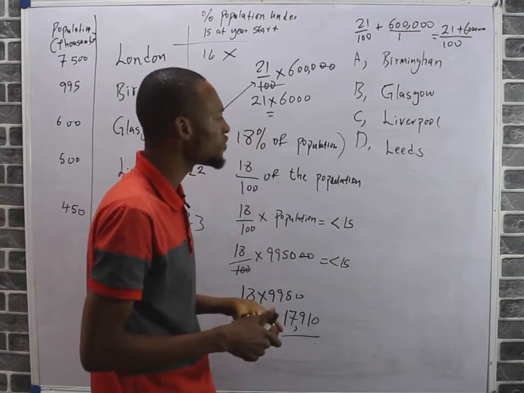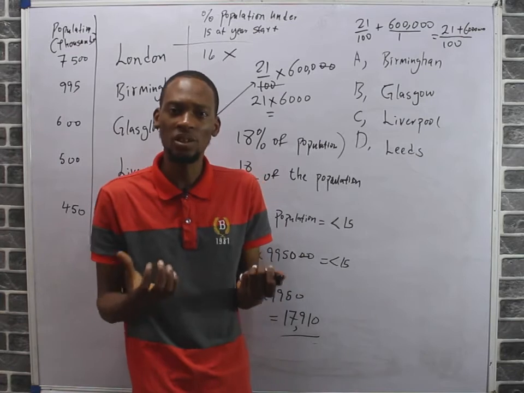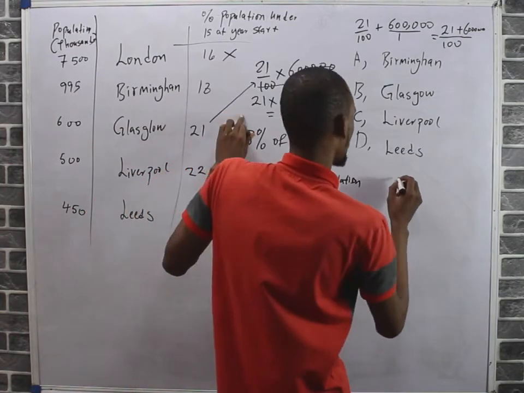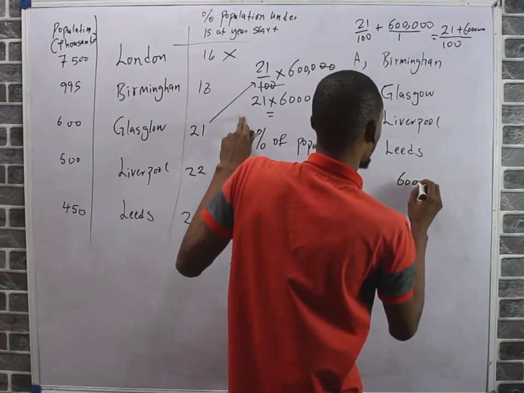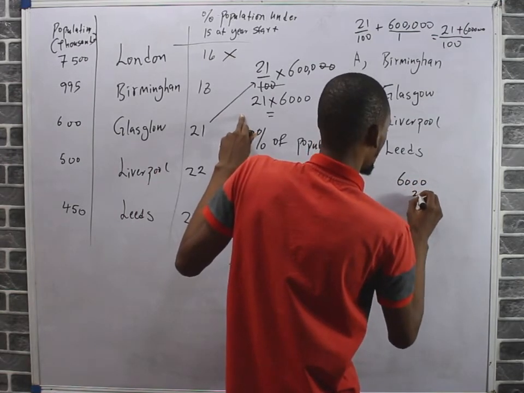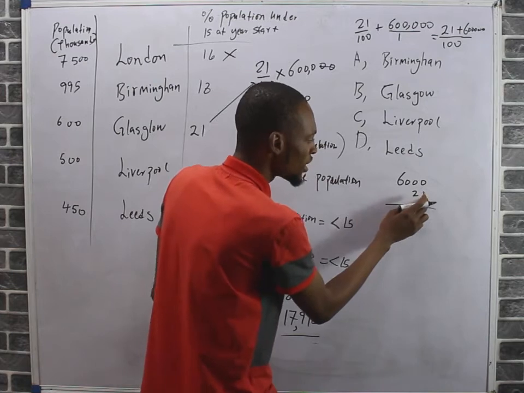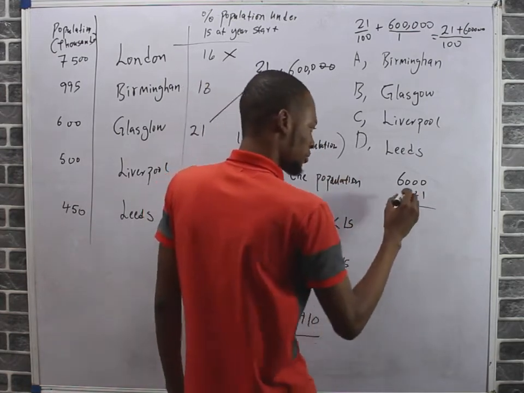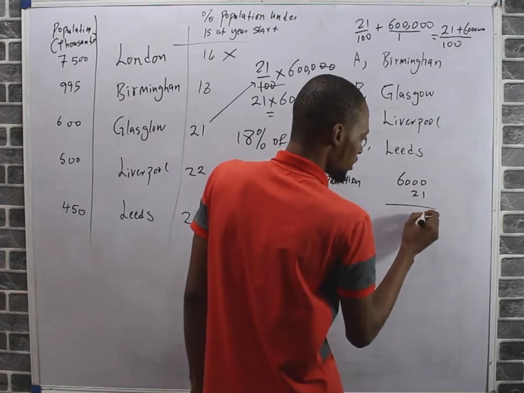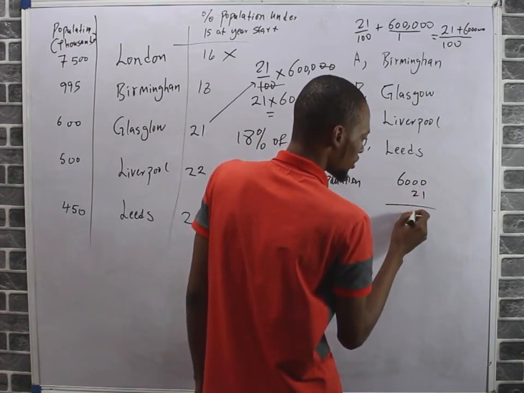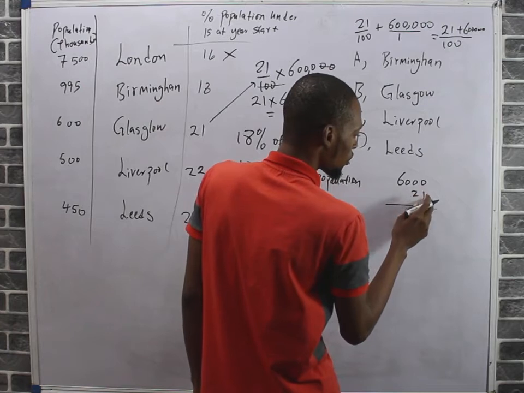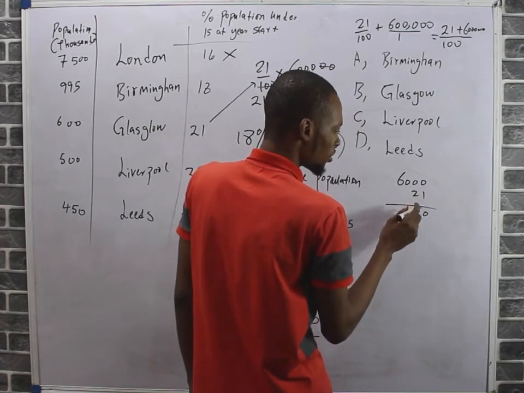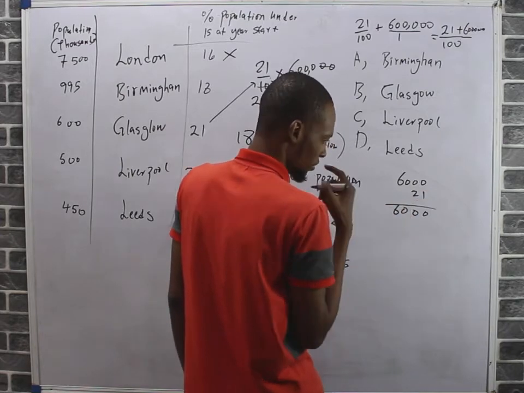Now, how do we solve this? You will say, what if there's no calculator or my brain is not that sharp? Multiplication is simple. You just say 6,000 times 21. You use this one to multiply everything, that is, if there is no calculator. 1 times 0 is 0, 1 times 0 is 0, 1 times 0 is 0, 1 times 6 is 6.